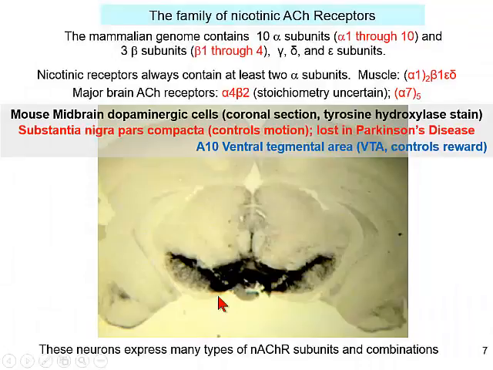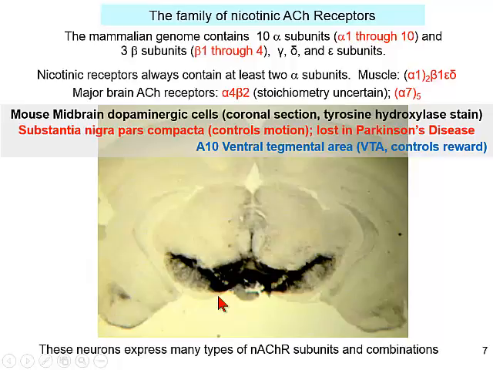Now, in addition to this example from the peripheral nervous system, I like to point out examples from the central nervous system. This is an example of acetylcholine receptors playing an important role in the central nervous system. This is a coronal section of a mouse, stained with a special stain that reveals one of the enzymes that make dopamine. It's called tyrosine hydroxylase.